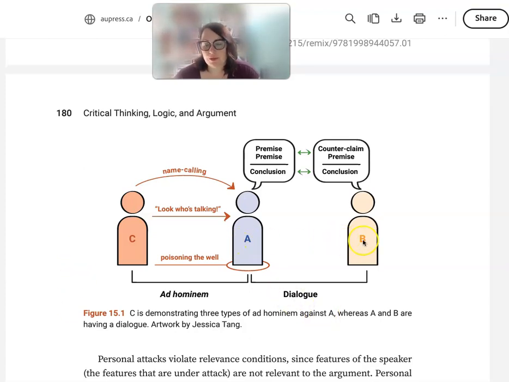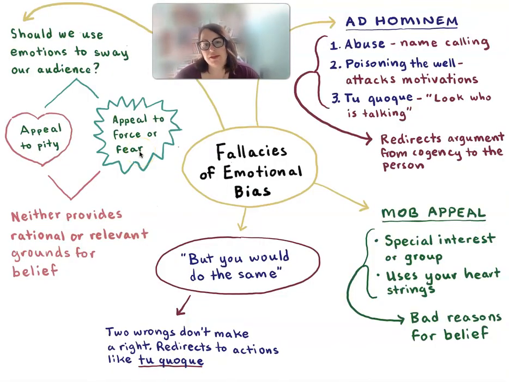So you have two people that are having a dialogue. Let's say they're engaged in a back and forth around dialectical acceptability. And then C here enters the dialogue and starts talking about things that aren't relevant to these claims. So attacking the motivations, discussing A's past actions, or just being abusive and name-calling. And your unit map here goes over these different forms of ad hominem.